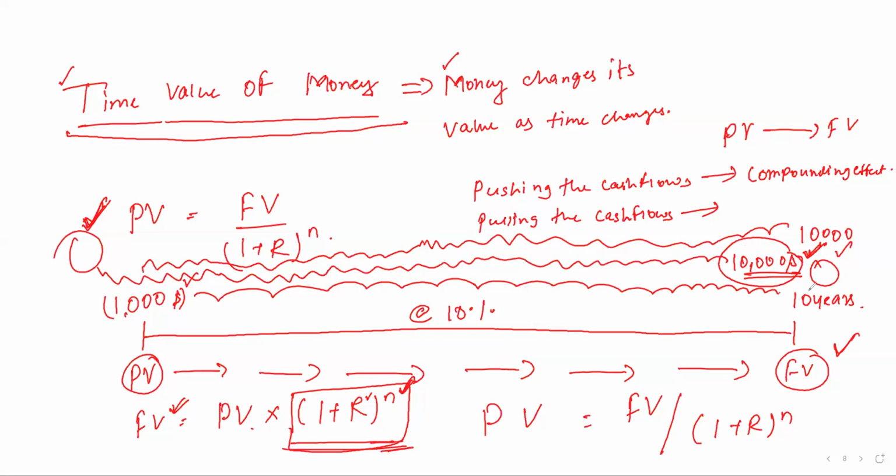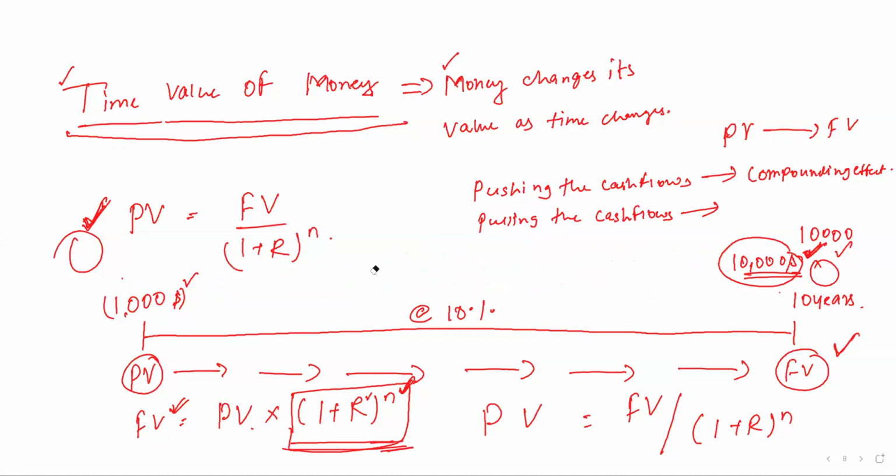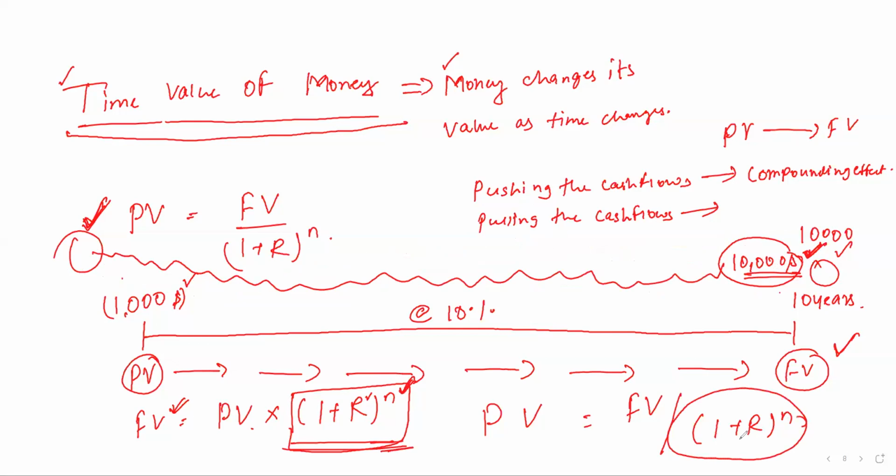So in the next 10 years, you need $10,000. So what is the amount that you need today to invest? To find that amount, you will pull this $10,000 to present value terms, and then you will get that amount. So how will you pull it? By dividing it with a discounting factor.